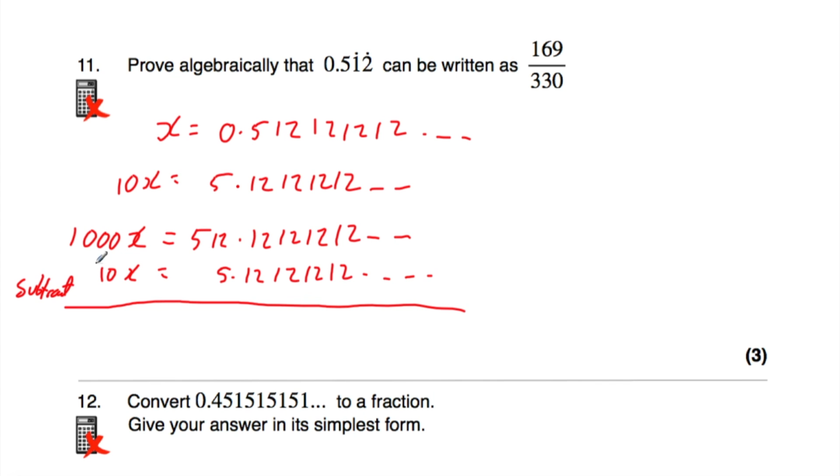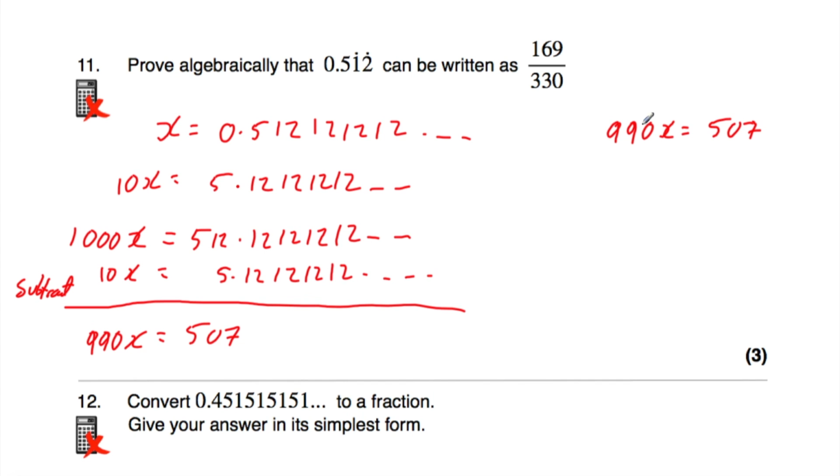Subtract. 1,000x take away 10x would be 990x. And on the right hand side, we'd have 512.121212, and we're taking away 5.121212. Well, the bits after the decimal point would all become 0, so we're left with 512 take away 5, which would be equal to 507. So we've now got 990x is equal to 507.